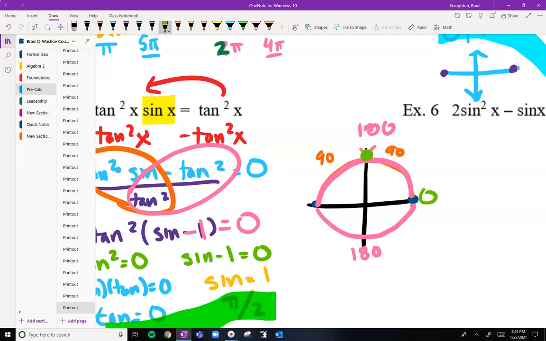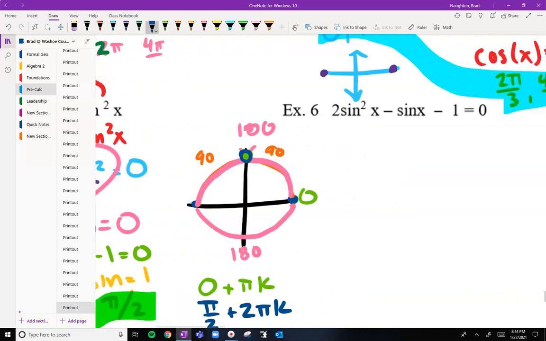So I started at 0. So this would be 0 plus pi k, because that's how I got there. I want 180 degrees or pi. And so then the only one left here in green, or I should say blue now, is that pi over 2. And since it doesn't map up with anybody that we haven't already counted, we're just going to say plus 2 pi k. Alrighty. Ladies and gentlemen, boys and girls, moving on to this next one.